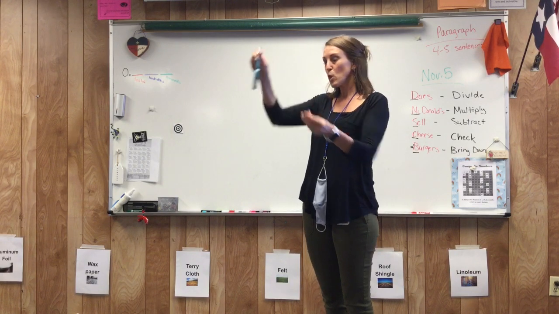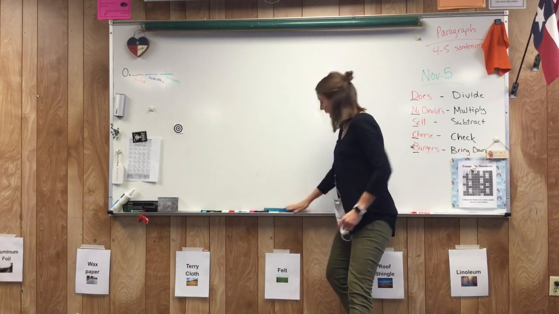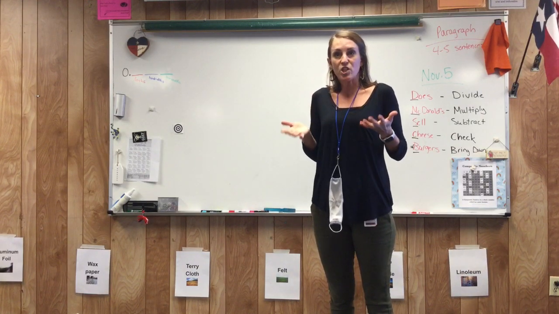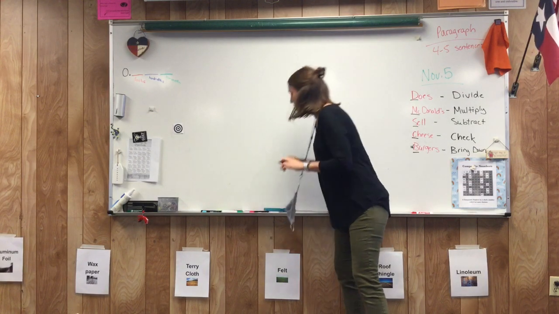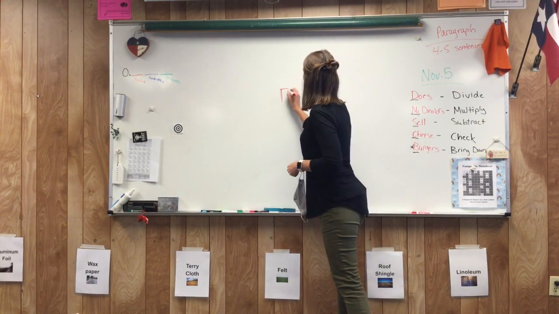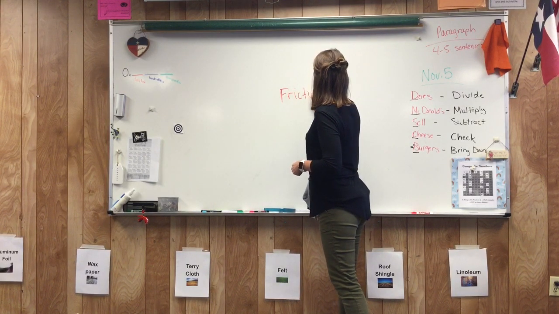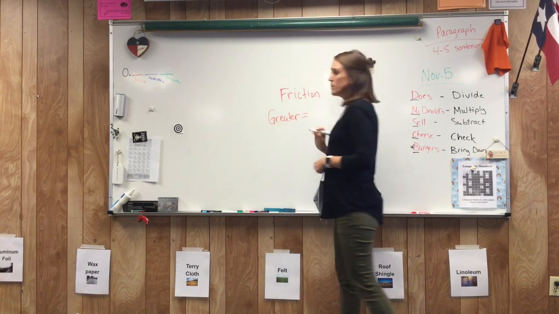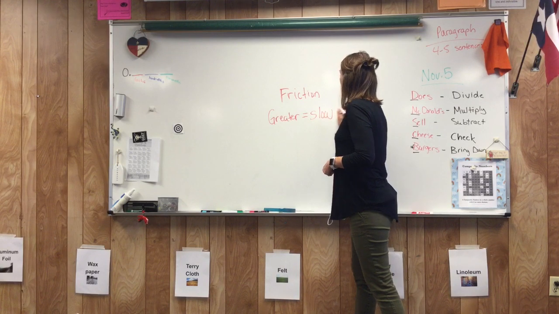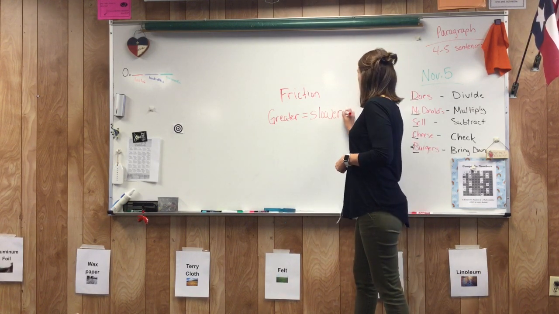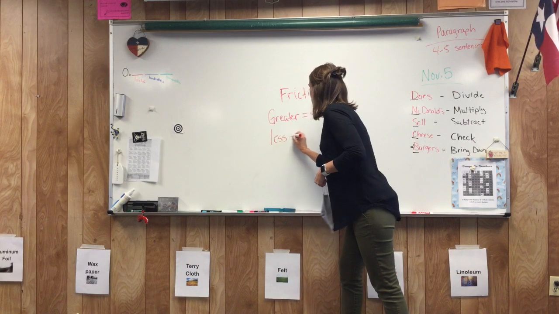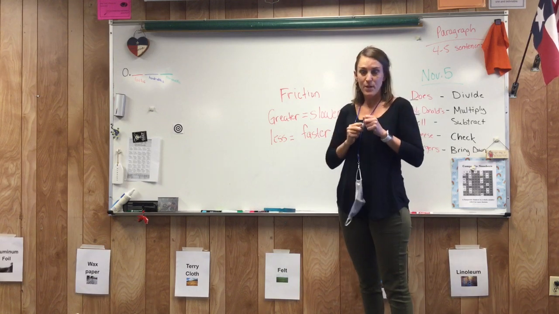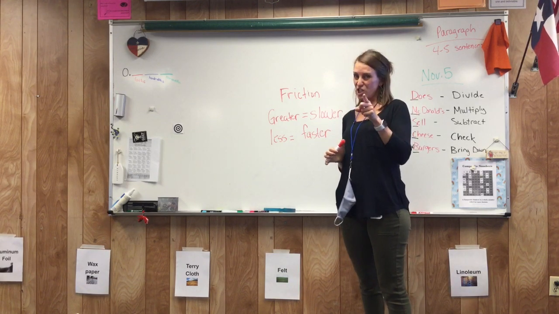Magnetism or friction. And friction is something that slows an object down, or less friction speeds it up. So friction is actually what we're going to be talking about today. The greater the friction, the slower the object. Less friction, the faster the object. So today we're going to be investigating friction.